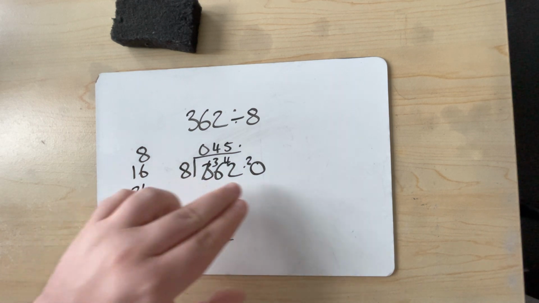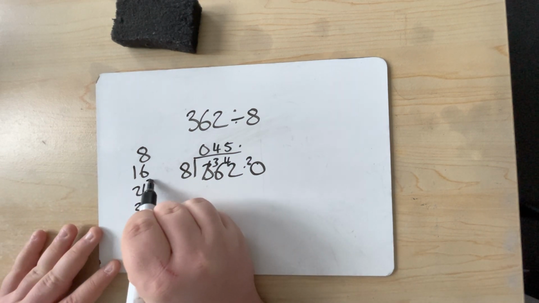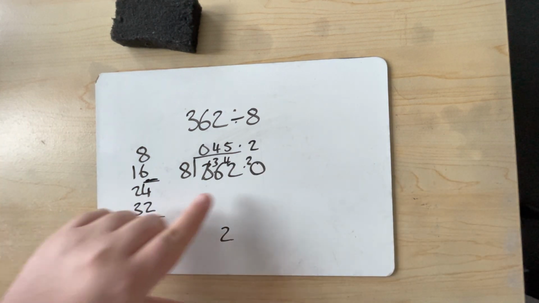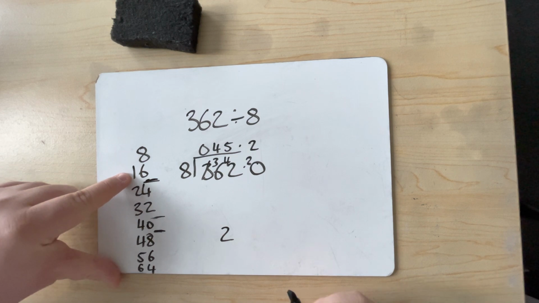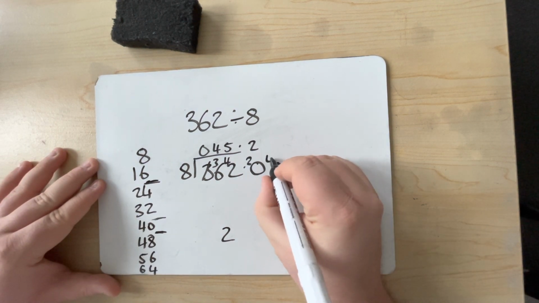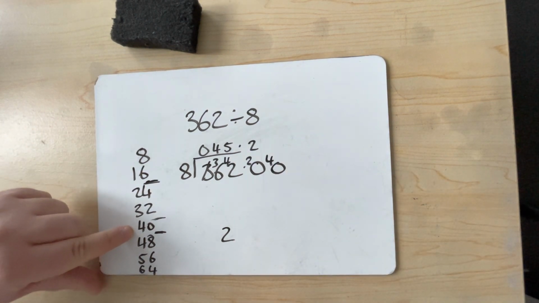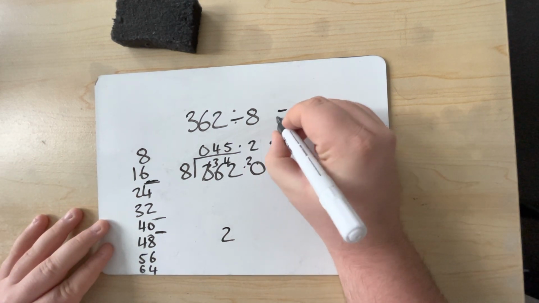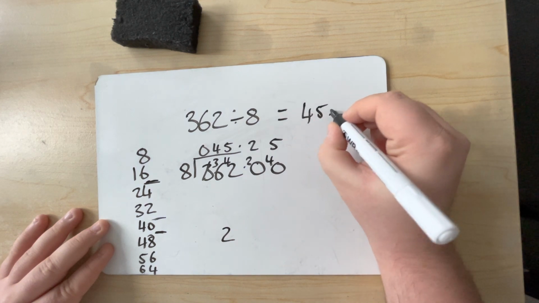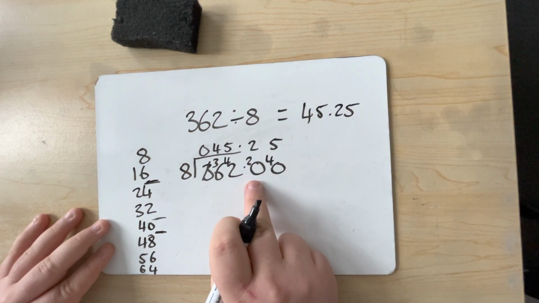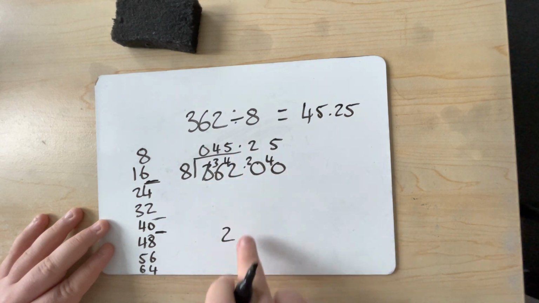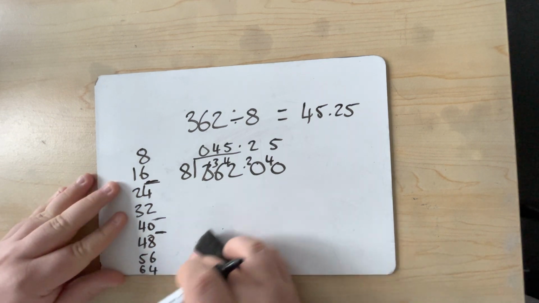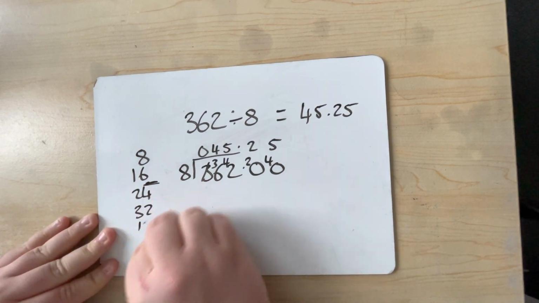So for this one here, 8's into 20. Well, 20 goes between these two numbers. So we've got 1, 2. Now, I had 20, but I've used 16. That means I've got 4 left. And as you can see, 8's into 40 goes 1, 2, 3, 4, 5. So we're left with 25. So your answer is 45.25. It's just really important that when you get to the end and you've done the decimal point, just add zeros and carry on.